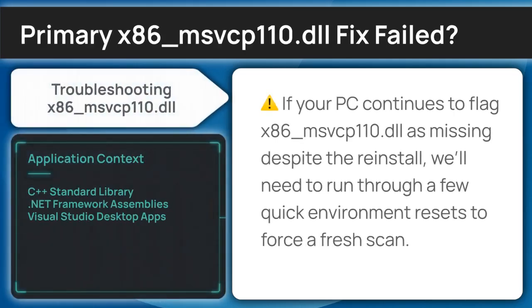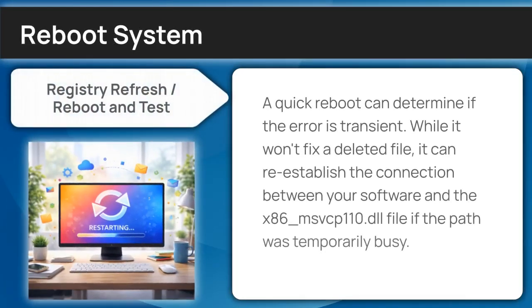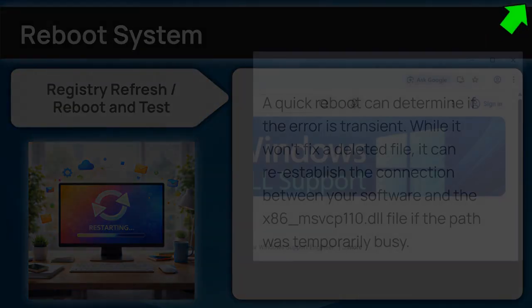interacting with the library. A system reboot is a reliable way to clear away zombie processes that might be interfering with x86 Microsoft Visual C++ Standard Library 110. It's a low-impact step that ensures your operating system is starting with a synchronized environment.